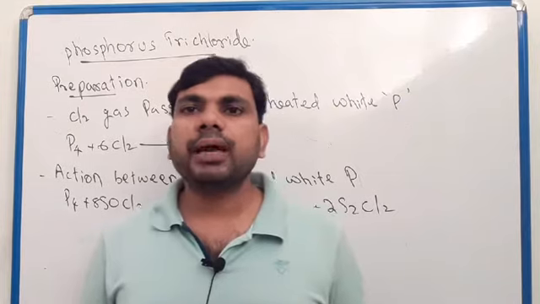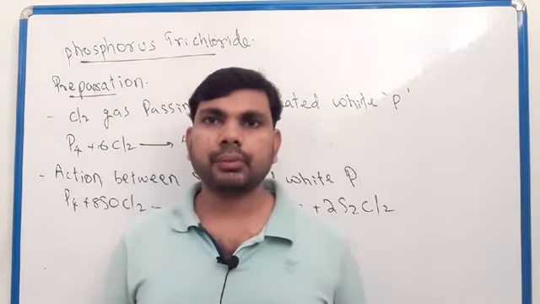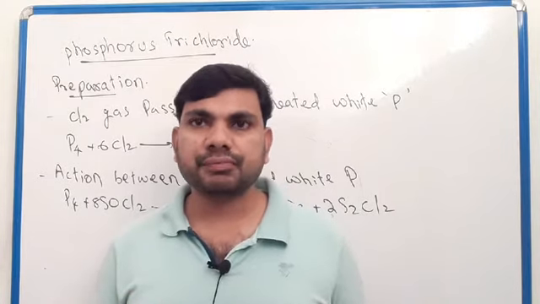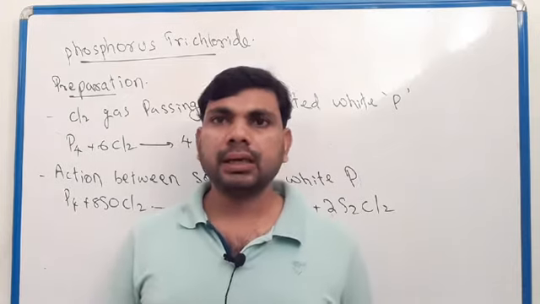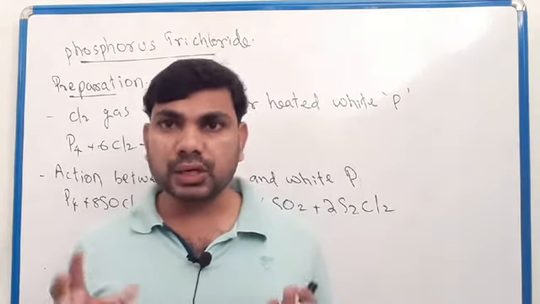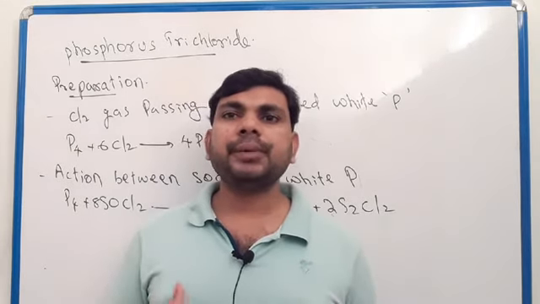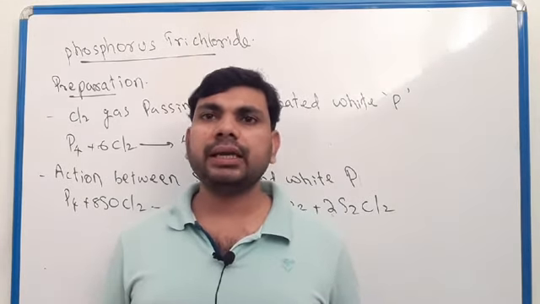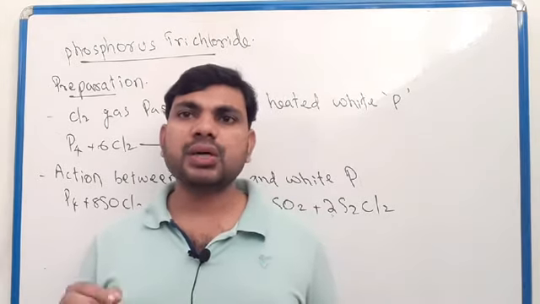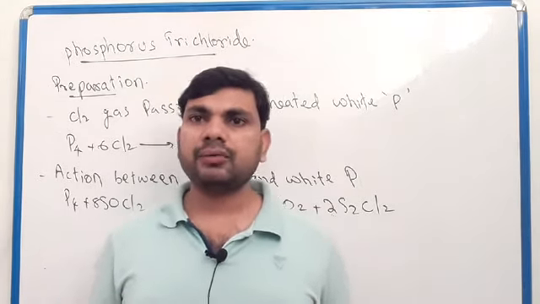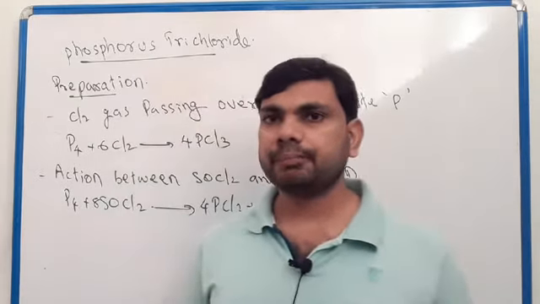Okay, next we have to understand important compounds of phosphorus. First, there are two important compounds we have to understand here, PCl3 and PCl5. PCl3 means phosphorus trichloride. First, we have to discuss phosphorus trichloride.